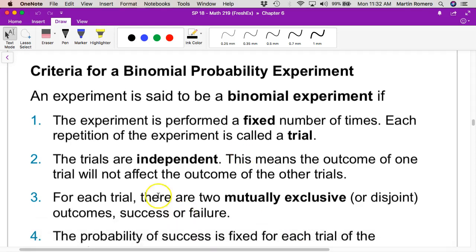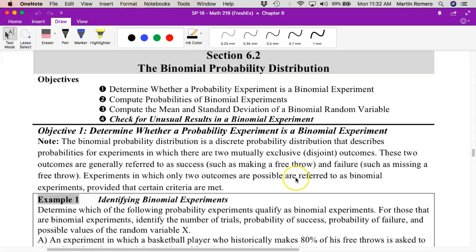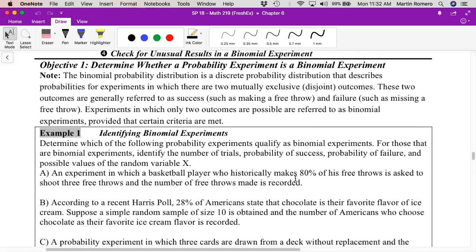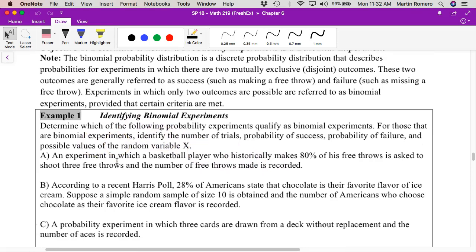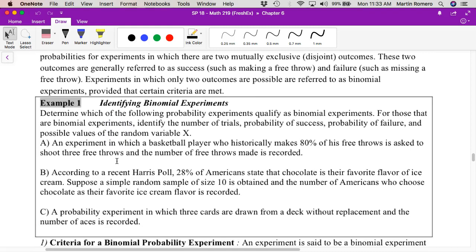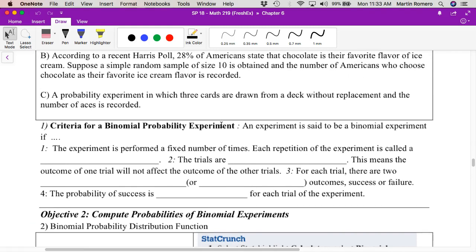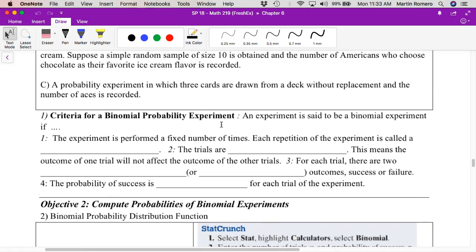You have your 6.2 note sheets out. Looking at the first part here, we have some examples to look at. Example 1, identify binomial probability distributions. Determine which of the following probability experiments qualify as a binomial experiment. For those that are binomial experiments, identify the number of trials, probability of success, failure, and the possible values of the random variable x. Before we can do that, we need to know what a binomial probability experiment is. And here in your note sheet we have a place to mark that down.